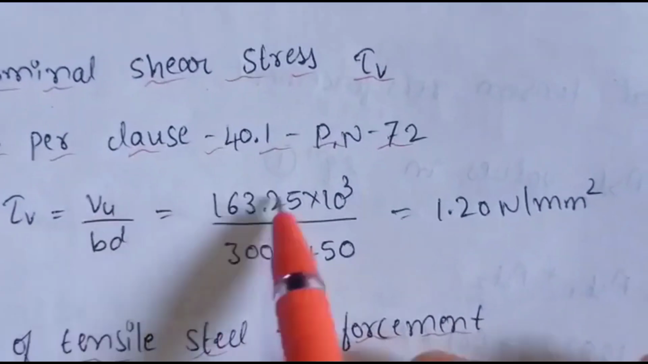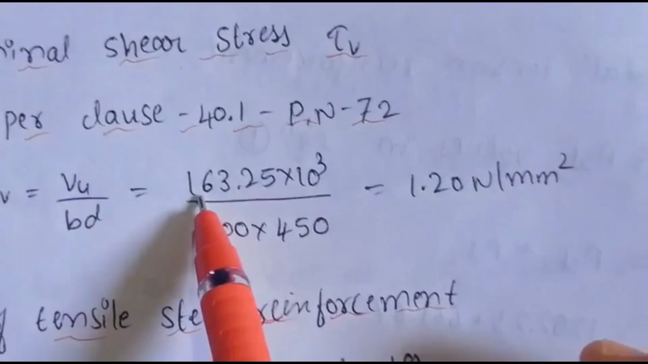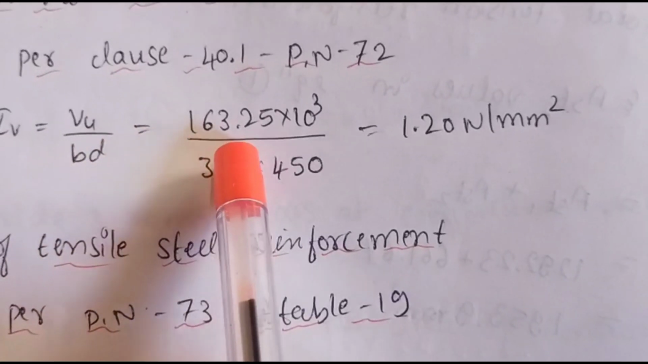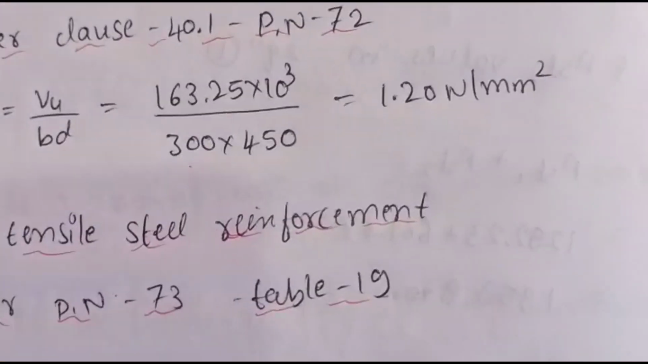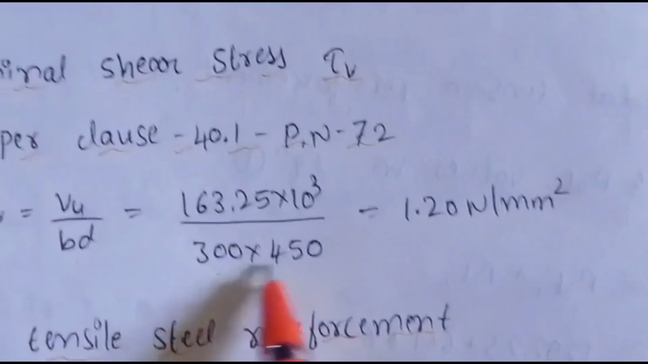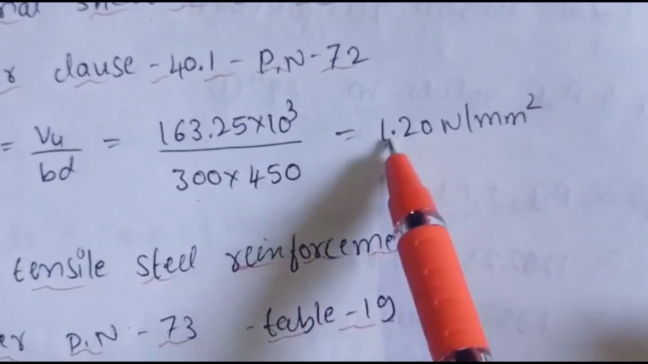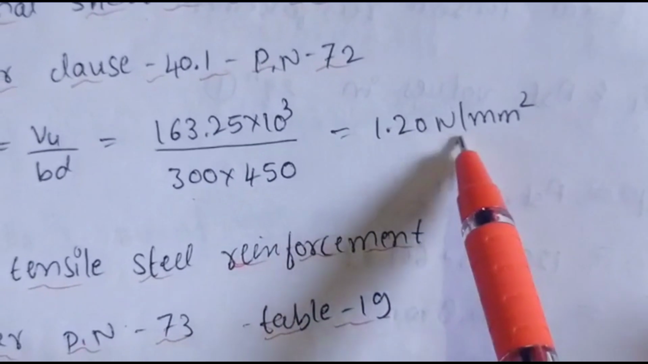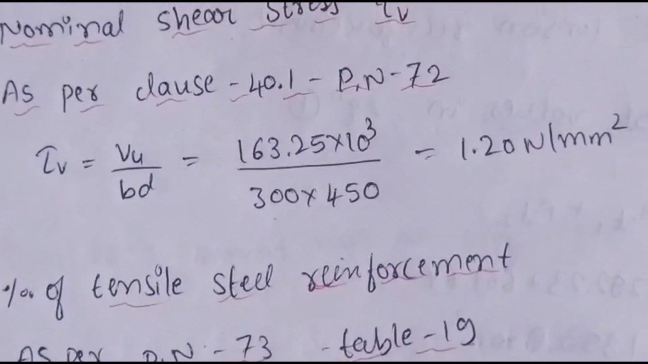So substitute all the values, the shear force value which we have got just now, that is 163.25 into 10 to the power of 3, and b is 300 and d is 450. Simplify this, we will get our tau v value is equal to 1.20 Newton per mm square. So this is how we calculate the nominal shear stress.